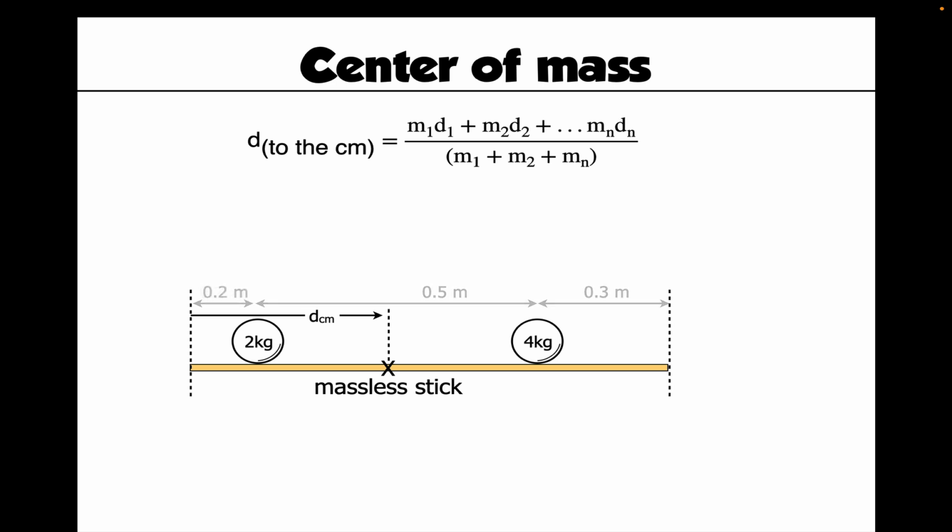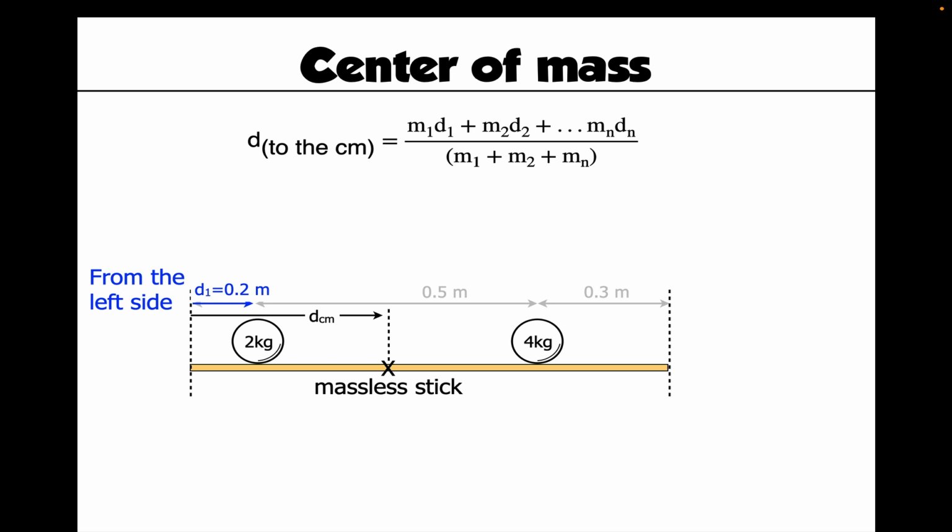All right, I've grayed out the distances just to make some things a little bit easier to see. So I'm going to start at the left side of the stick, and that is where d is equal to 0. And now I need to measure the distance to my first mass, which I'm just going to call m1. And that first distance is 0.2 meters, and that's d1.